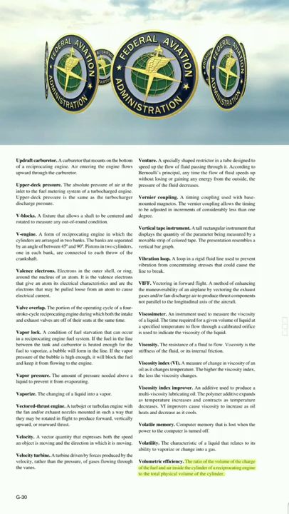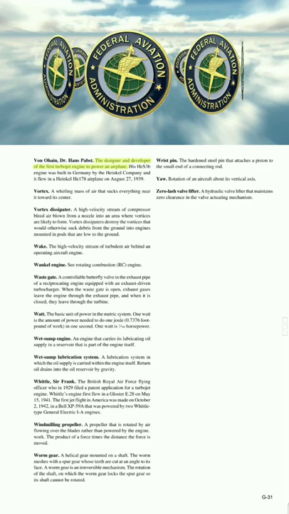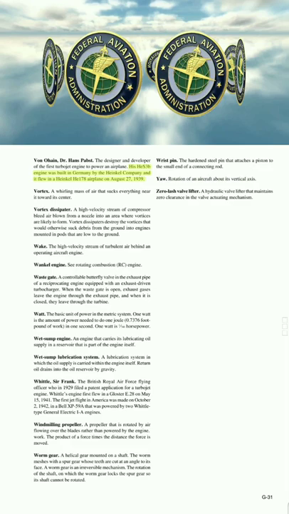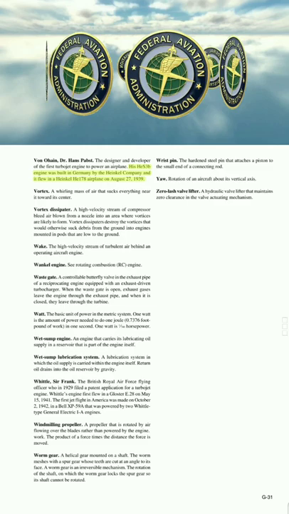Von Ohain, Dr. Hans Pabst. The designer and developer of the first turbojet engine to power an airplane. His HeS 3B engine was built in Germany by the Heinkel company, and it flew in a Heinkel He 178 airplane on August 27, 1939. Vortex. A whirling mass of air that sucks everything near it toward its center.